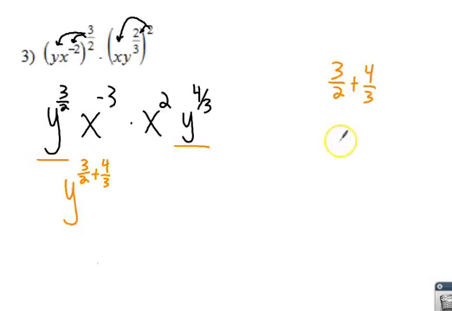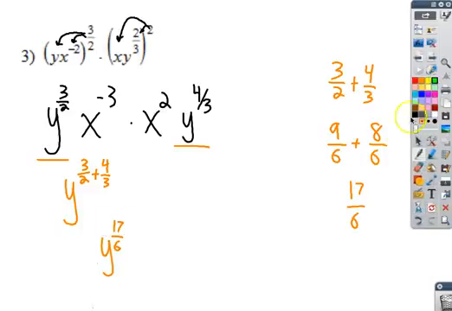That's going to give me a 9/6, and this is going to give me an 8/6. How do I get that? Multiply this one by 2. Multiply that one by 3. And lo and behold, I get 17/6. That is going to be my y value there. 17/6. Now, I look back to my x's.